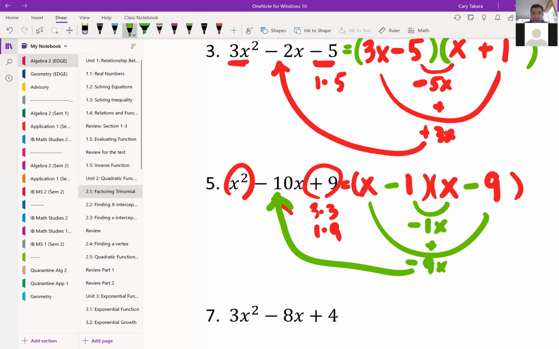And that works, because, double check, negative 1 times negative 9, if you distribute, don't you get positive 9, right? And then x times x, you get x squared. And then negative 1x and negative 9x, you get negative 10x. So everything fits, right?